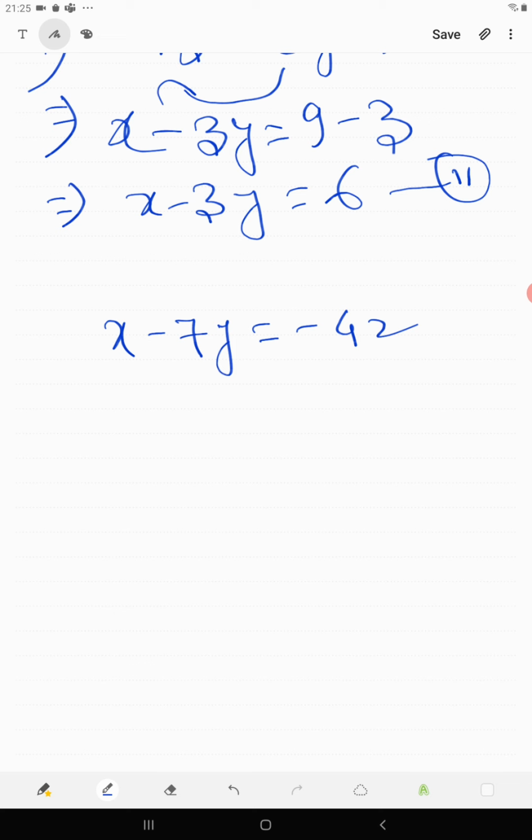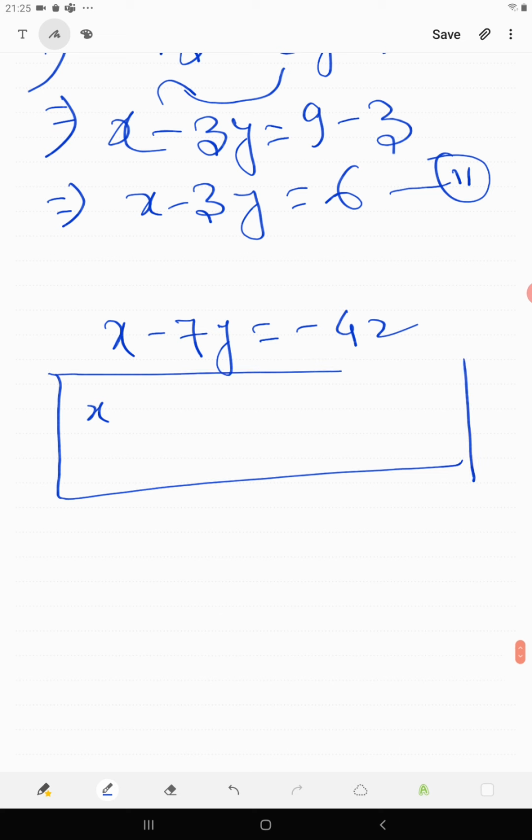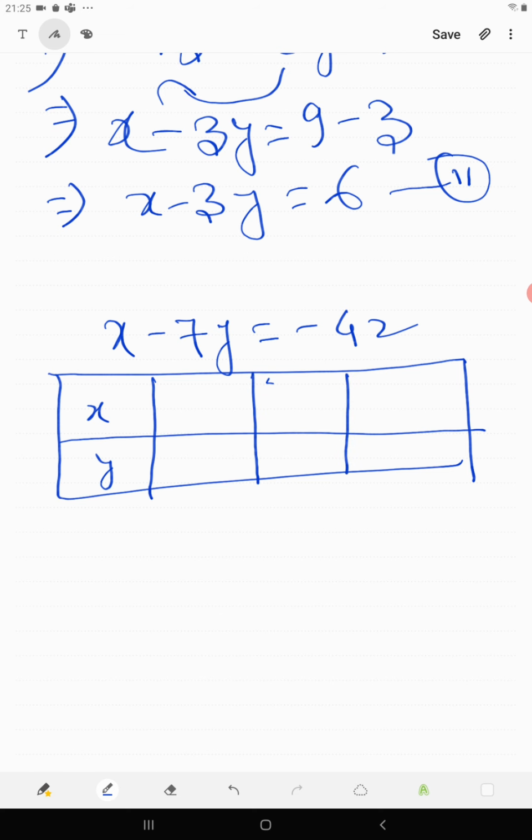Okay, so let's take x as... First make a table, x, y. So I will take 3 points. I draw 3 empty rows first, and then we will take the values. Let's take x equals, suppose, minus 7. One negative, so minus 7 I took.